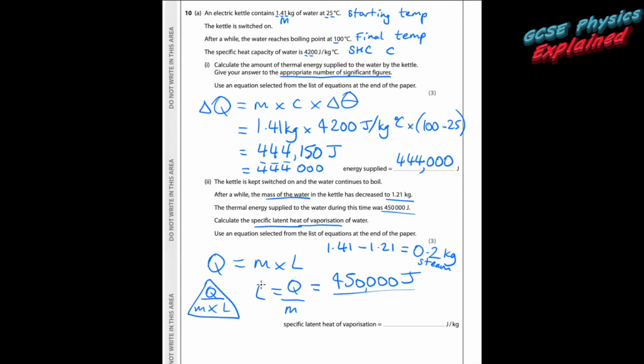And the specific latent heat of vaporization is how much mass has changed state. In other words, changed from water into steam. So we need to use the 0.2 kilograms as the mass of steam we've made. And that comes out as 2,250,000 joules per kilogram. That's the specific latent heat of vaporization. So that's how much heat energy you need to put in to get 1 kilogram of the water to turn into steam.